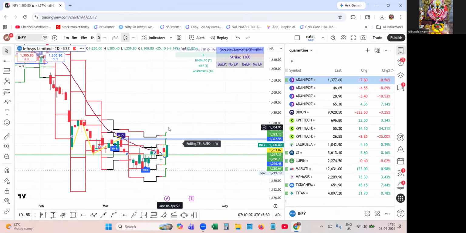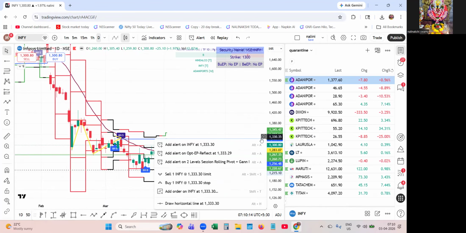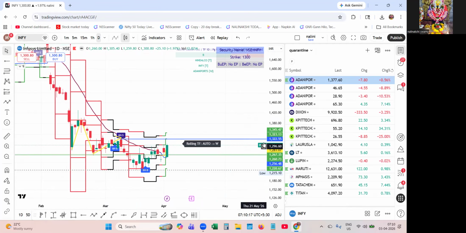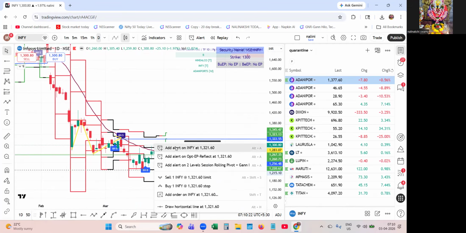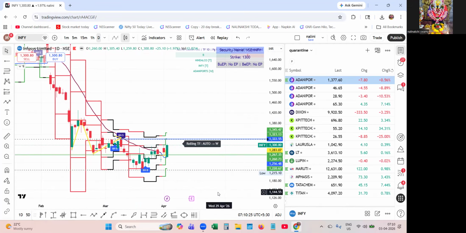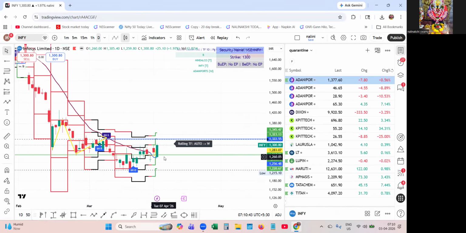And if it crosses this level, 1,321, you can keep an alert on the stock. Add an alert and you can keep it and watch it. Once it crosses this level, we can see already the trend has flipped on the daily. You can see the trend flip in this. This is an early sign. It has started moving higher.